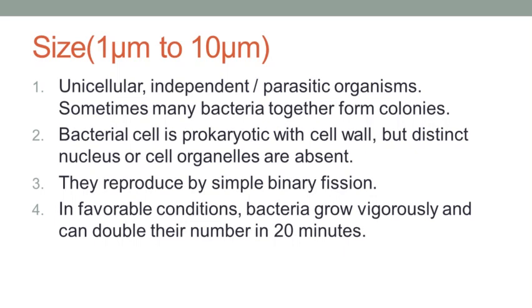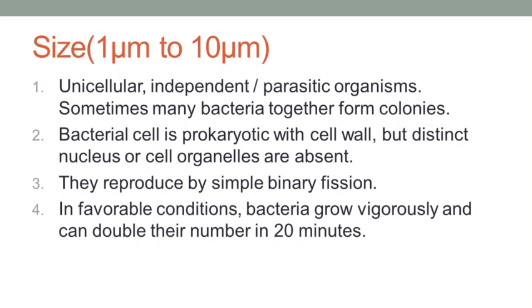Now let's see the description. The first point is that bacteria are unicellular, independent, parasitic organisms. Students, unicellular means single cell, and parasitic organism means they are present on another living cell, and sometimes many bacteria together form colonies. That means many bacteria come together and form colonies.